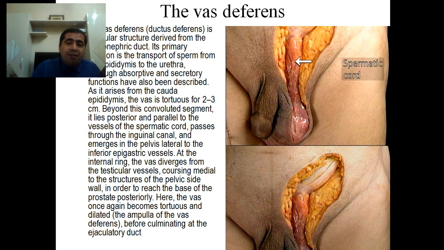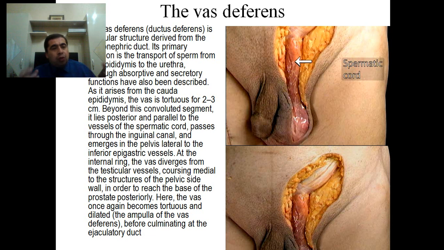Here's the vas deferens, or the ductus deferens. The length of this duct is between 45 and 60 centimeters, a tubular structure derived from the mesonephric duct. Its primary function is the transport of sperm from the epididymis to the urethra. Also, absorptive and secretory functions have been described by newer investigations.